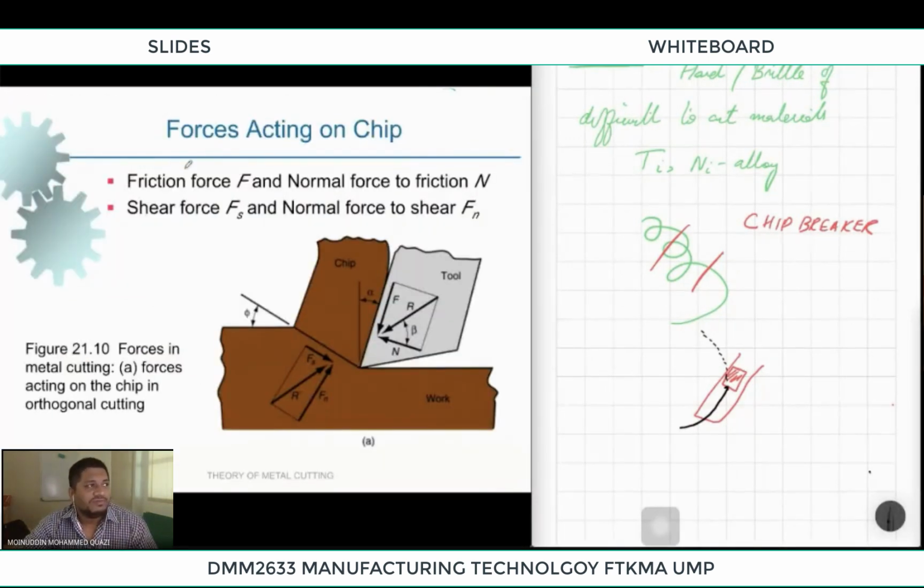Let's talk about force acting on the chip first. This is the chip. So friction force F and the normal to the friction force N. This is on the tool actually. Friction force is on the tool, and a normal force to the friction is on the tool. On the chip we have shear force Fs, and the normal force, which is the perpendicular force to the shearing force, which is Fn.